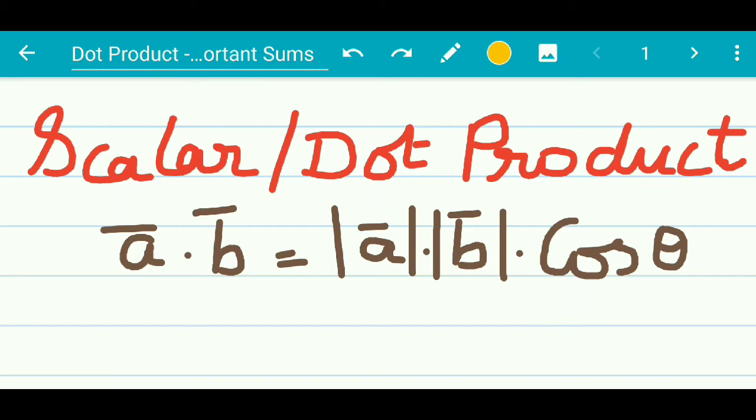to do some more sums of dot product, and these sums have been taken from your miscellaneous exercise. So be patient, watch the lecture till the end, open your notebooks, write down all these sums, so that by the end of the lecture you are thorough with the dot product.